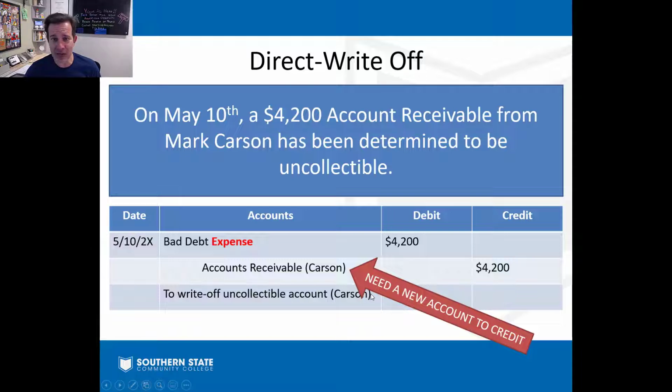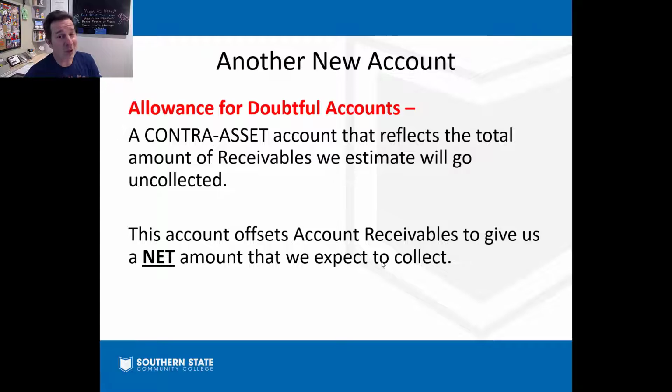We can't credit the accounts receivable, specific ones. So here's our new account to take care of that. It's called the Allowance for Doubtful Accounts. And this is a contra asset account. You might remember the accumulated depreciation account was a contra asset account. This is the exact same idea, only keeping track of accounts receivable that may not get paid back. So the allowance for doubtful accounts is a contra asset account.